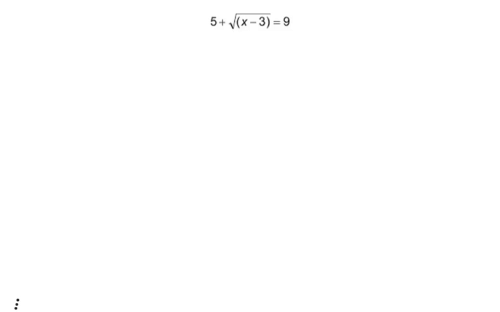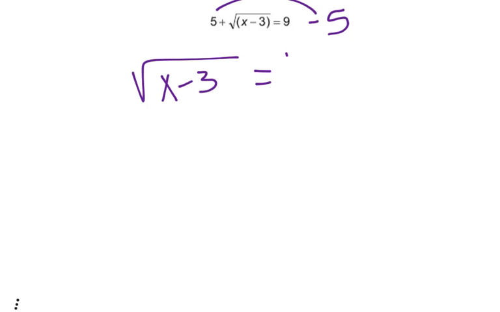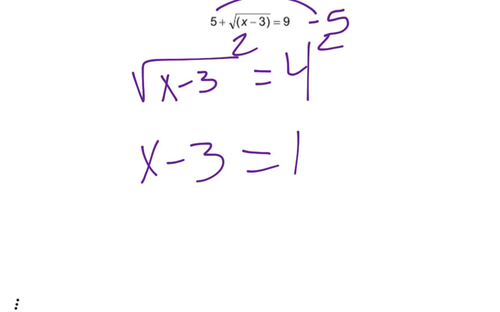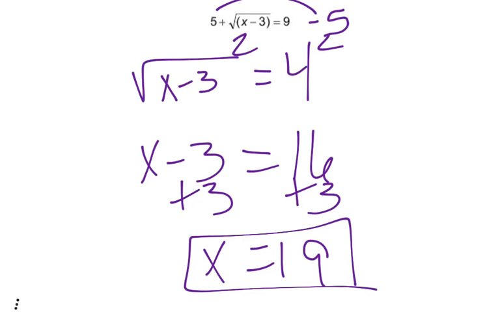This one you're going to have to move the 5 so that you can isolate it. So we have the square root of x minus 3 is equal to 9 minus 5 is 4. Square both sides. When you square the left side, you just lose the square root. X minus 3 is equal to 4 squared is 16. You need to add 3. X is equal to 19.